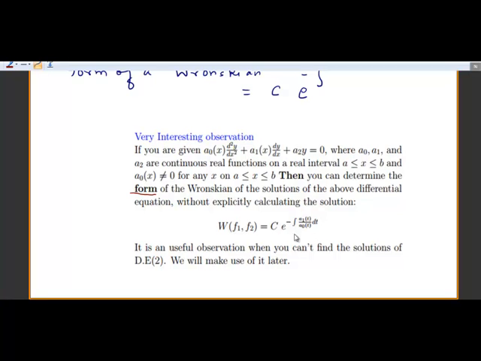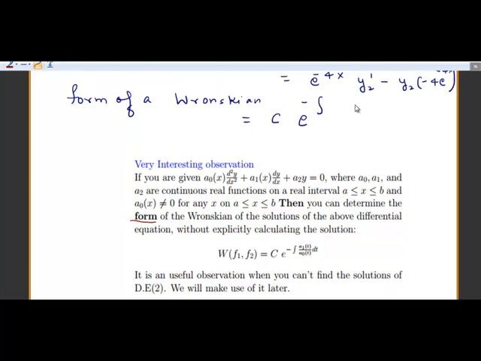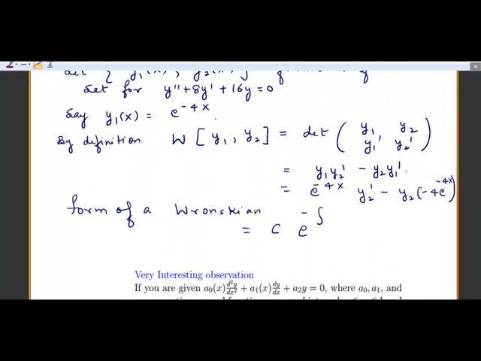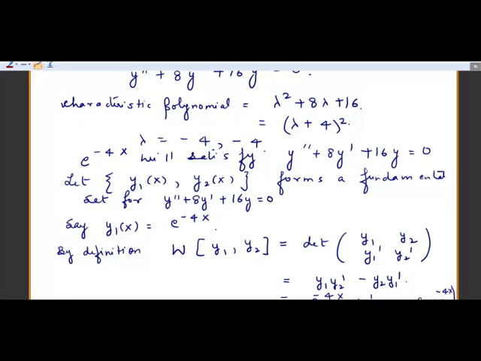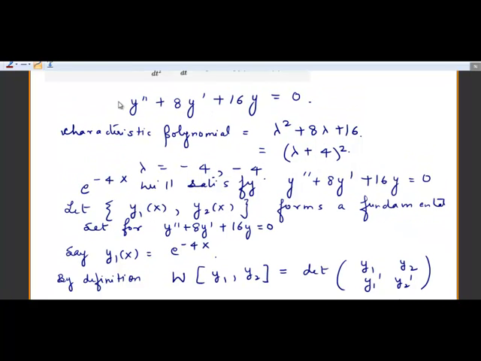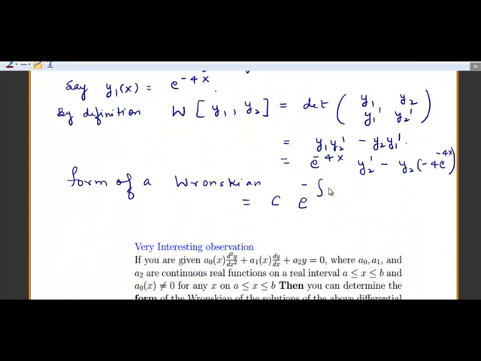Okay, so now let's use this result. How will I use it? Going back up here, I have a constant times e to the power negative integral. What is the coefficient of y prime in this differential equation? It is 8, and the coefficient of y double prime is 1, so I will just place 8 in this integral, and since my independent variable is x, I will place x. So my form of the Wronskian turns out to be c e to the power negative 8x.